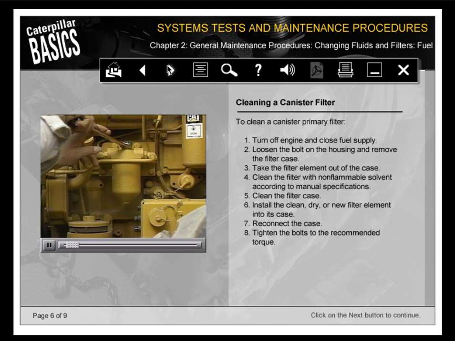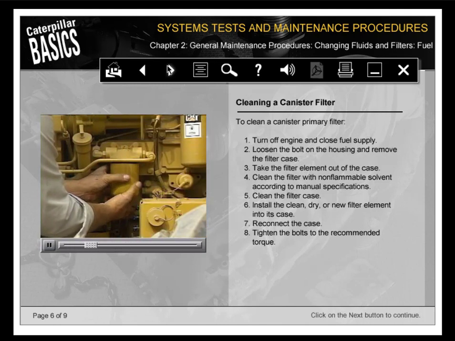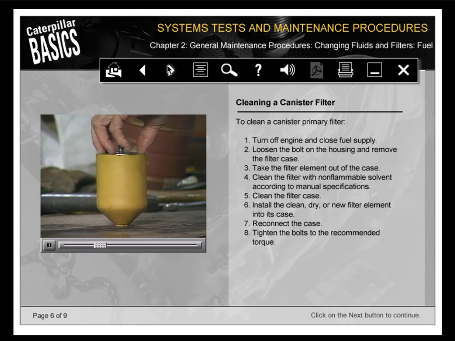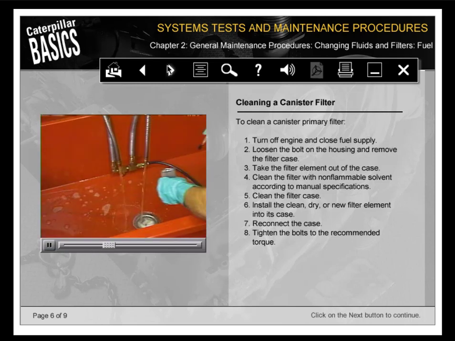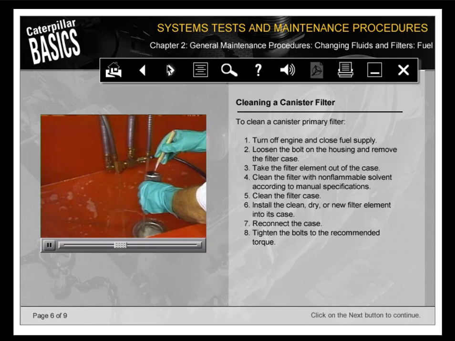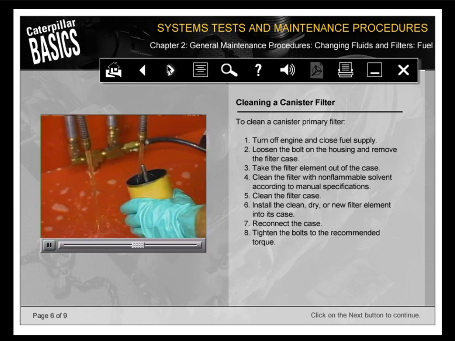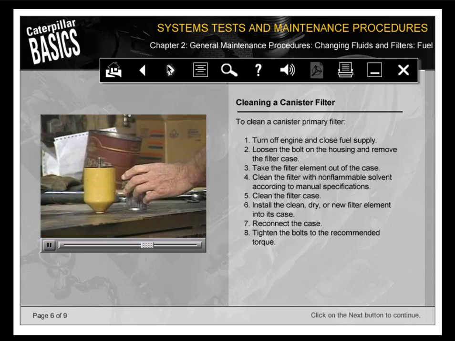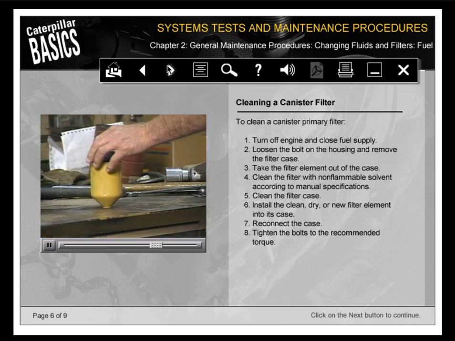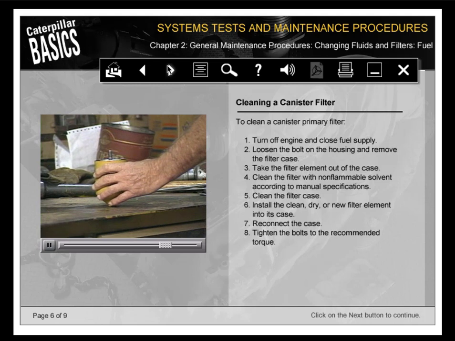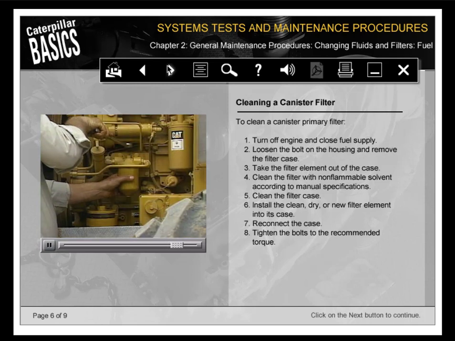To clean a canister primary filter, loosen the bolt on the housing and remove the filter case. Take the filter element out of the case. Clean the filter with non-flammable solvent. Follow the recommended procedure in the manual and remember to clean the case as well. Install the clean, dry, or new filter element into its case. Reconnect the case. Tighten the bolts to the recommended torque.